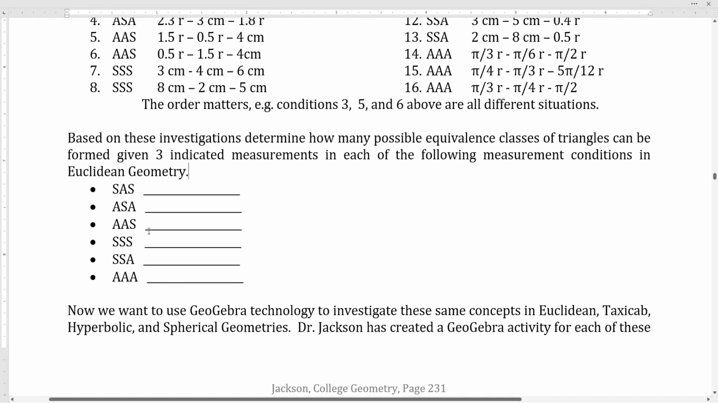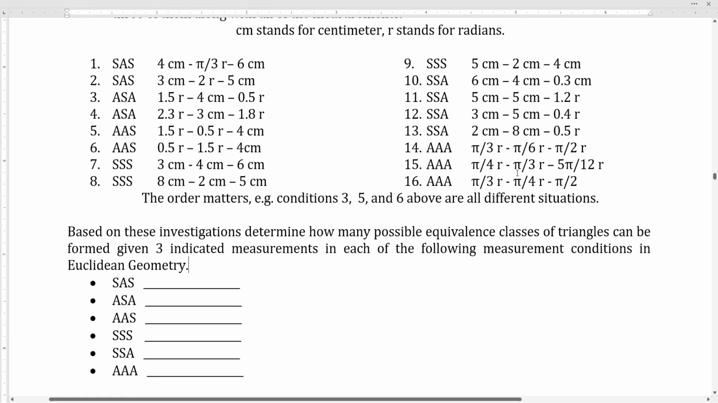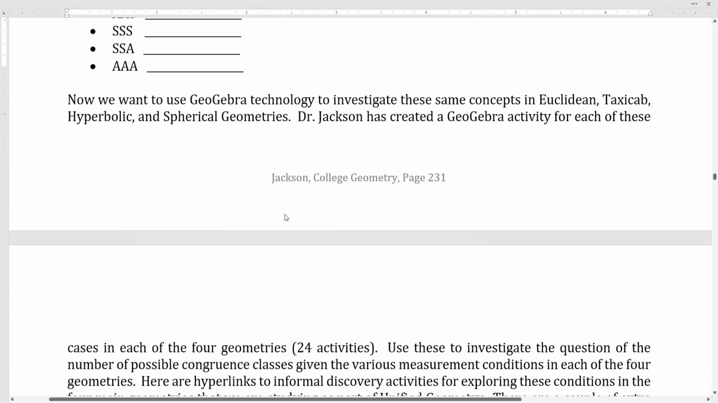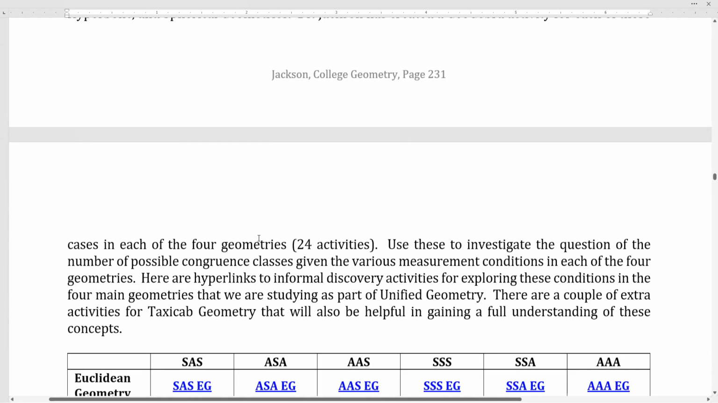And more generally, how many different congruence classes could possibly happen depending on what measurements we have in these different conditions. Now we're going to do the same thing next using technology. I think it's very important to actually do these things yourself and discover what's going on rather than me just tell you the results. So please spend some time to actually complete this exercise if you haven't done it already.